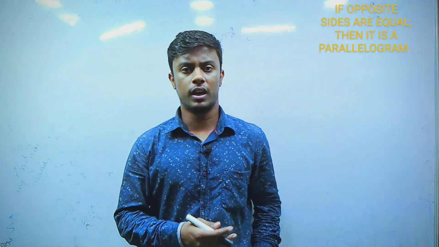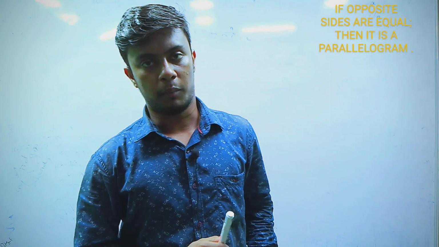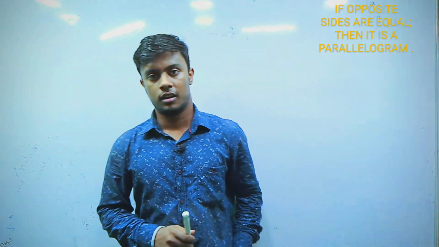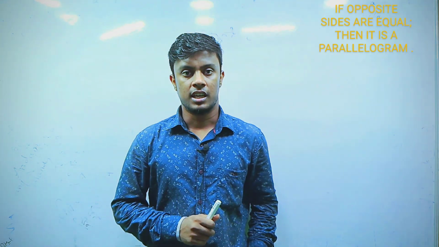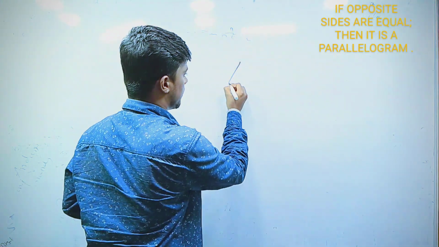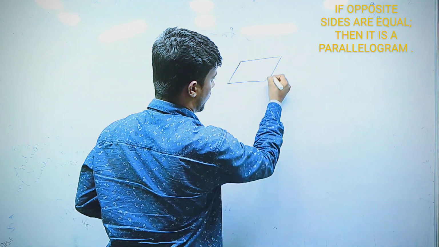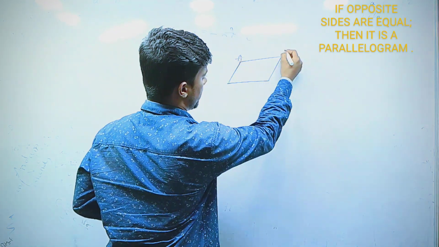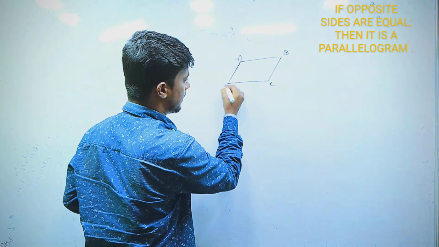In our last class we discussed that in a parallelogram opposite sides are equal. But now we will prove that if opposite sides are equal then it will also become a parallelogram. Okay, look, this is a parallelogram ABCD.